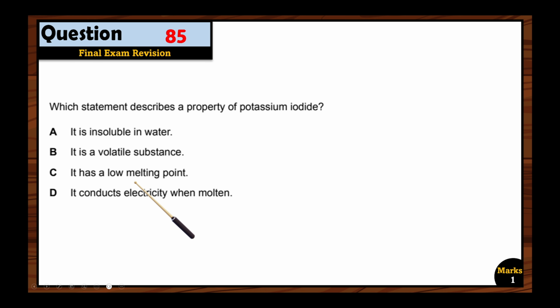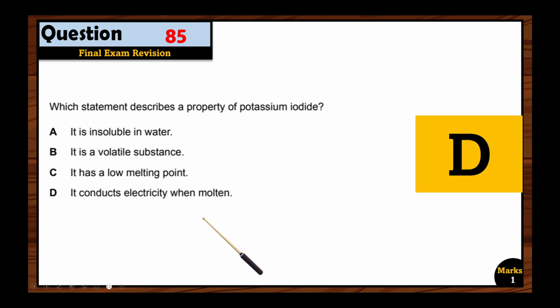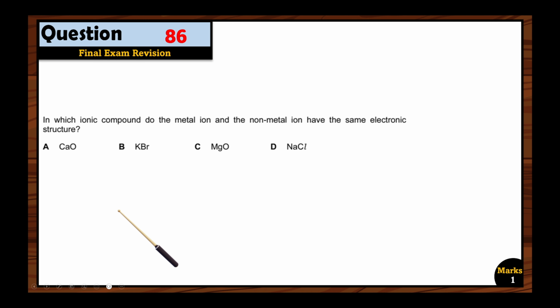Option C. It has a low melting point. Again wrong. It's a giant structure with very strong bonds, so it has a high melting point. It conducts electricity when molten. Yes, that's right. They can conduct electricity when they are melted.